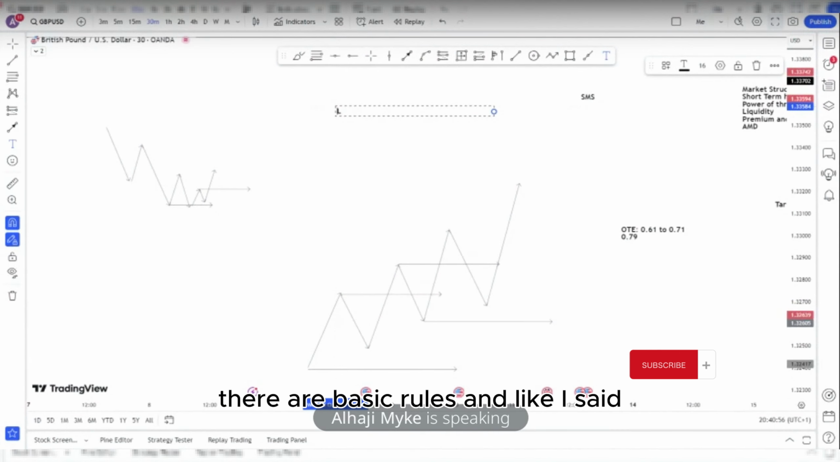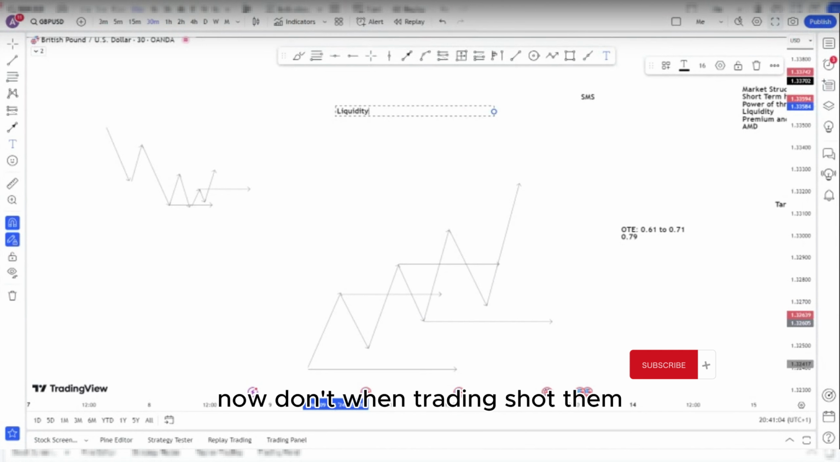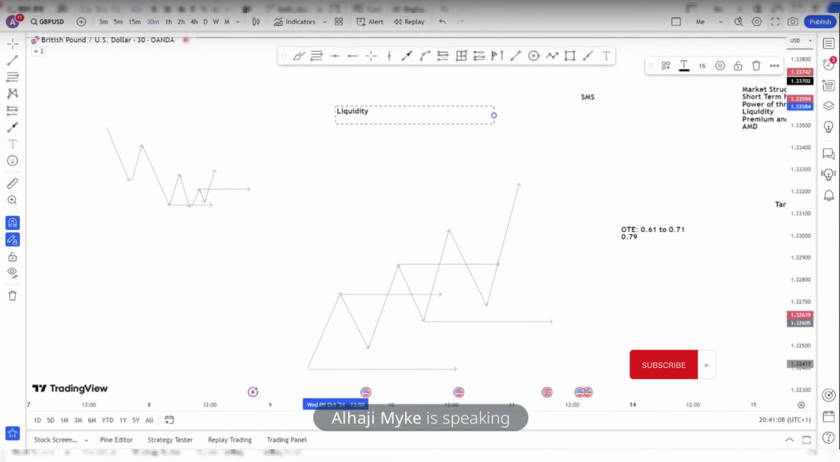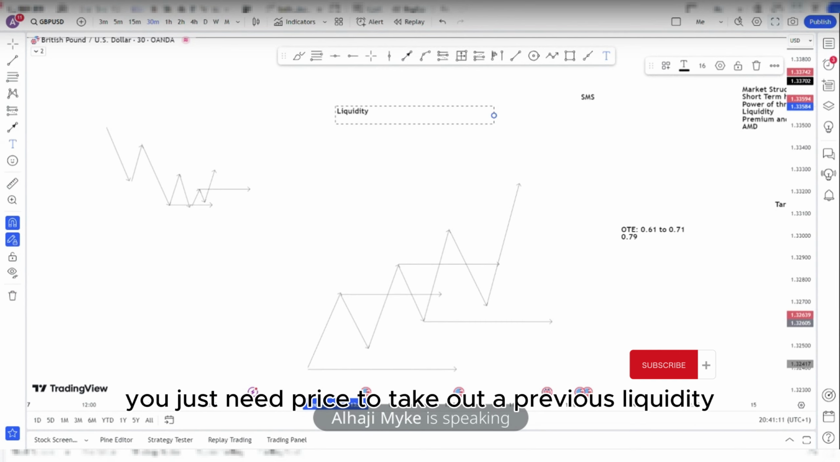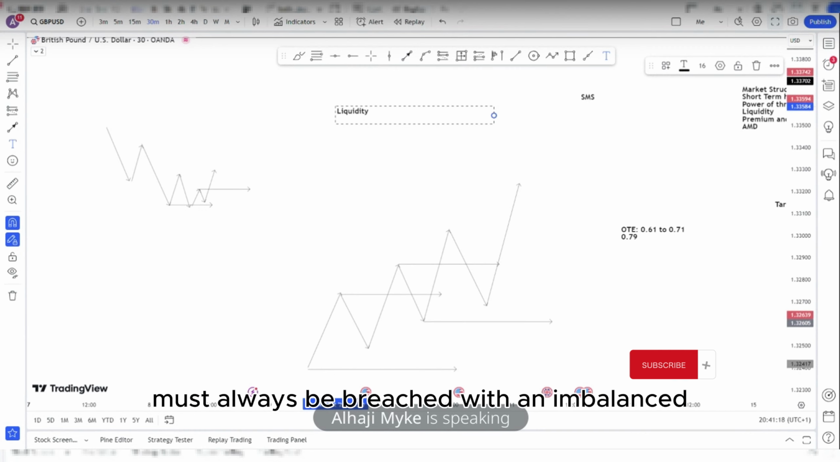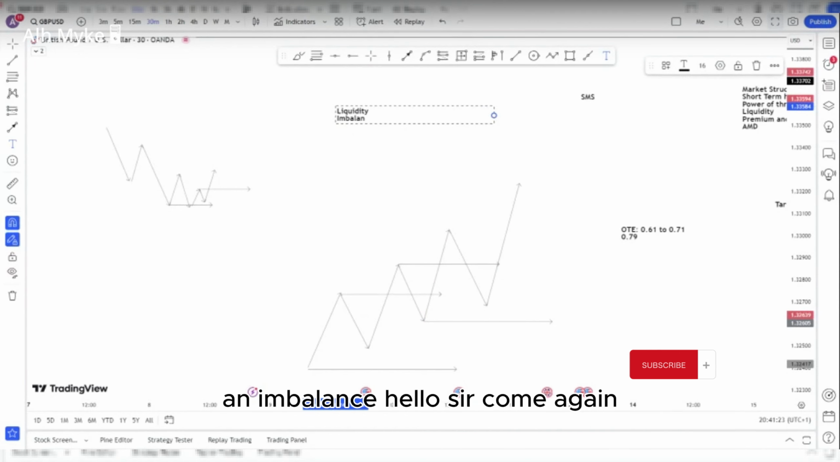And like I said, everything boils down to liquidity. There must always be liquidity taken out. Always. Now, when trading with short-term highs and short-term lows, you don't need inducements. You just need price to take out a previous liquidity and give you the short-term high. Now, the thing is, this short-term high must always be breached with an imbalance.